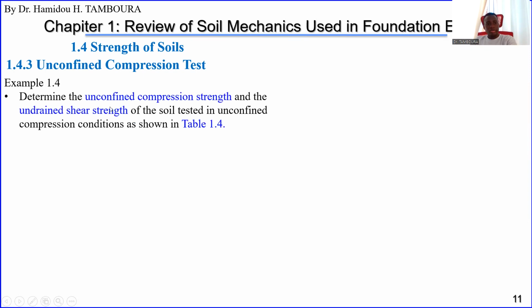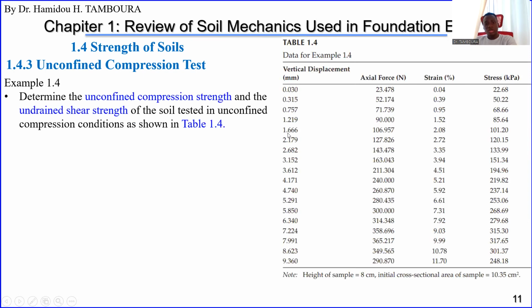Let's take just one example here. I will take the opportunity in this example to show you how to correct the cross section of the soil sample. We have one table, the result of an unconfined compression test. We want to determine the compression strength, and then as the formula says, from that compression strength we can get the undrained shear strength, Cu, which is just the compression strength divided by 2.